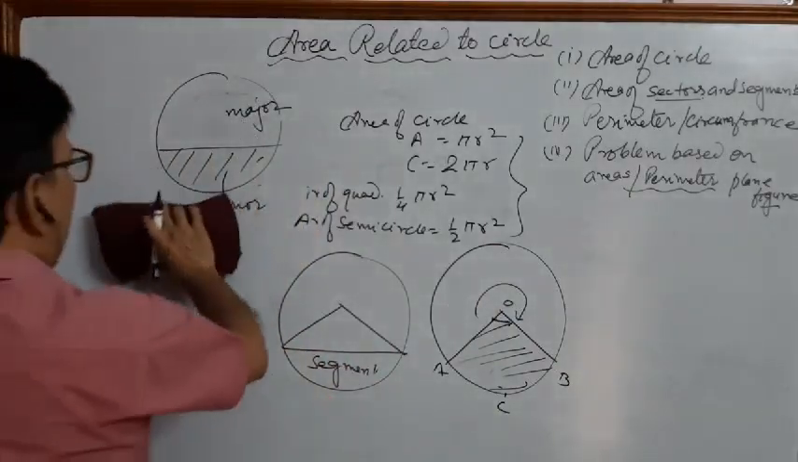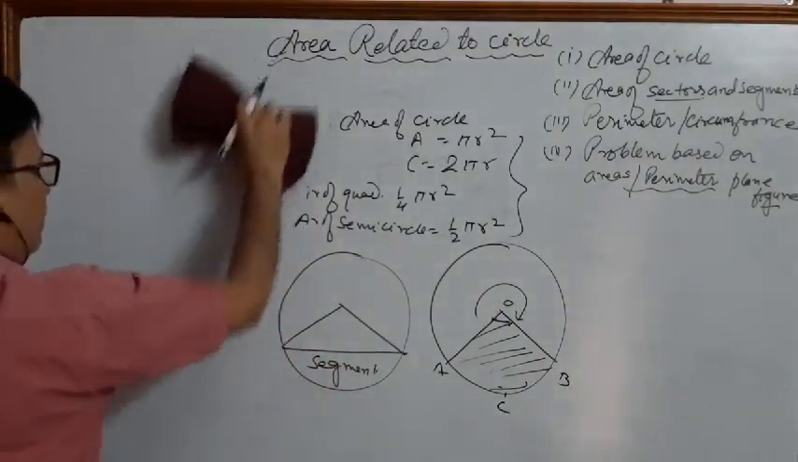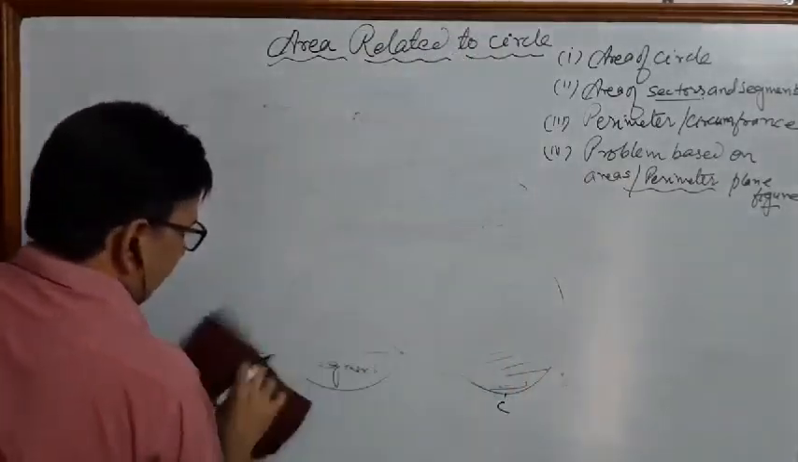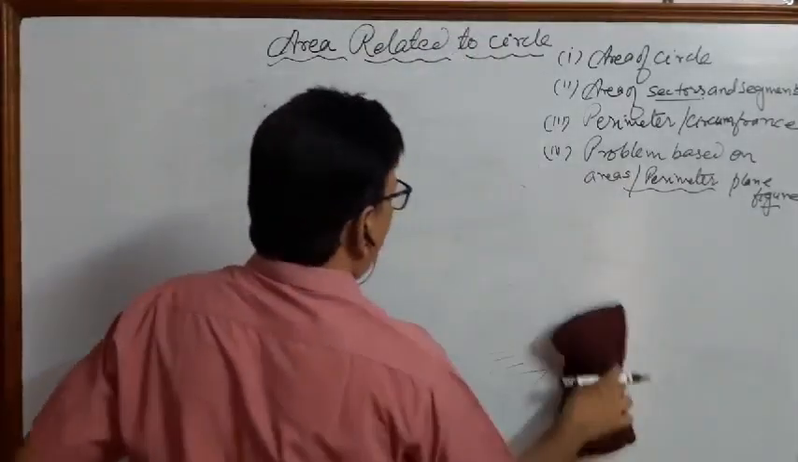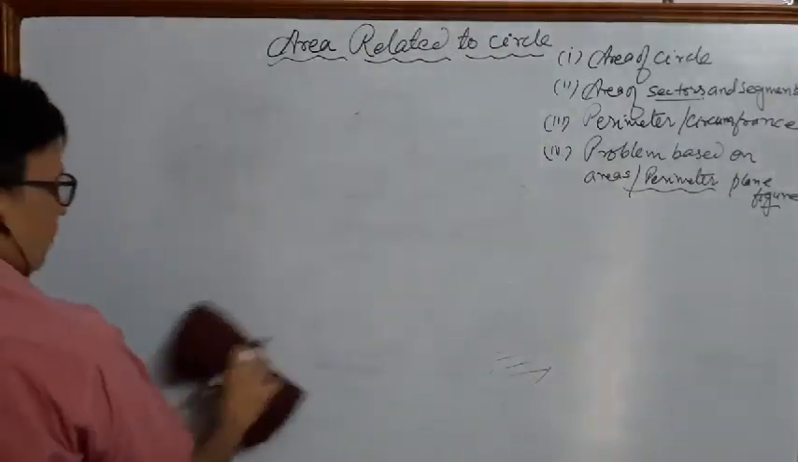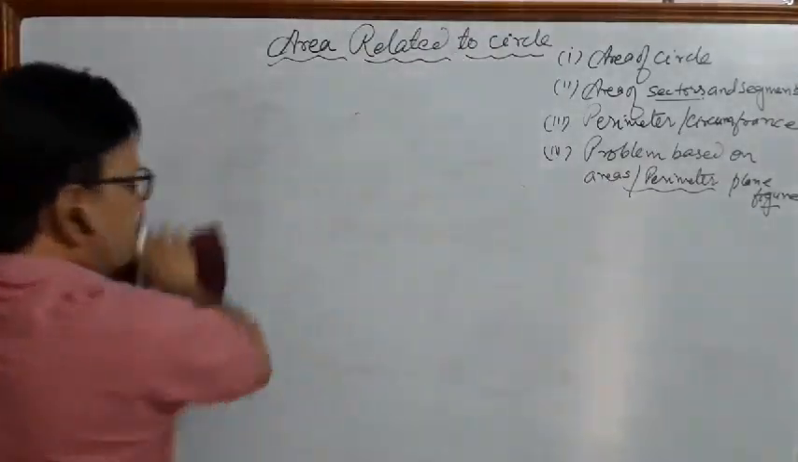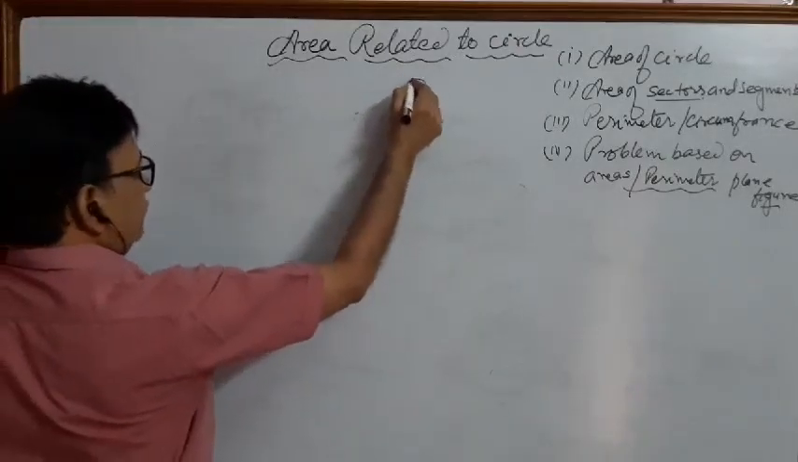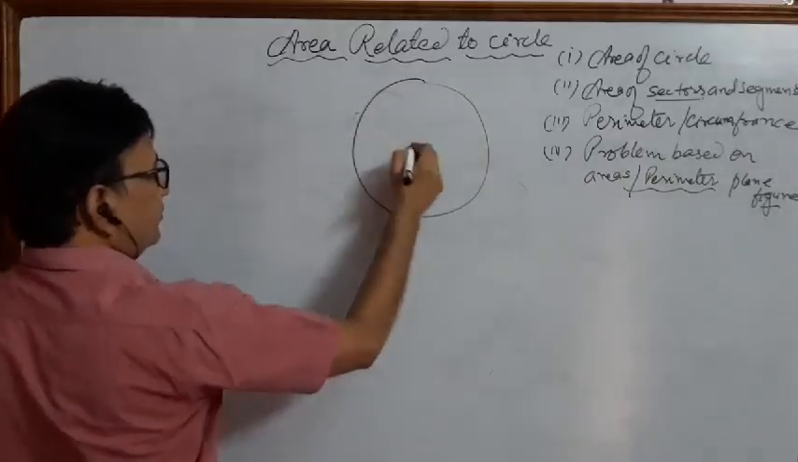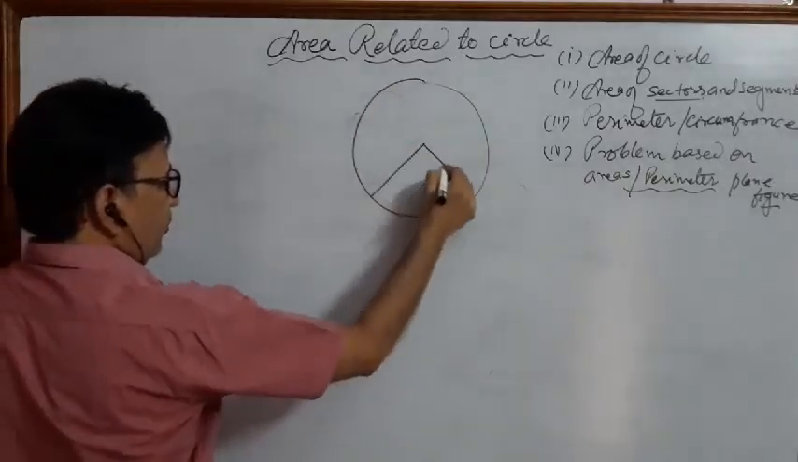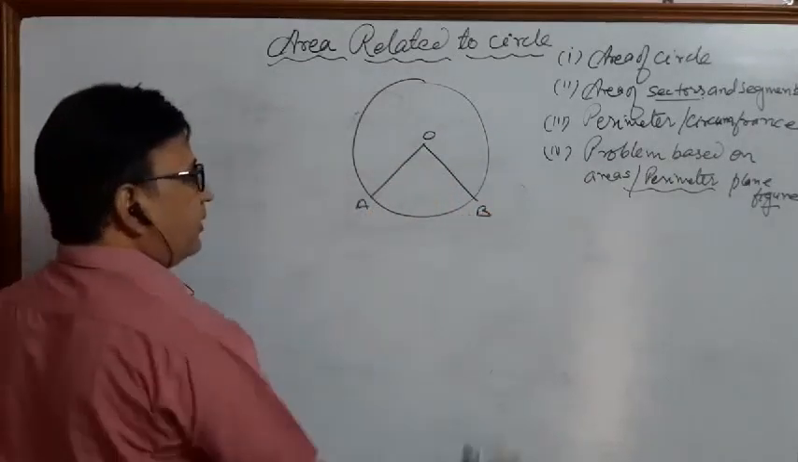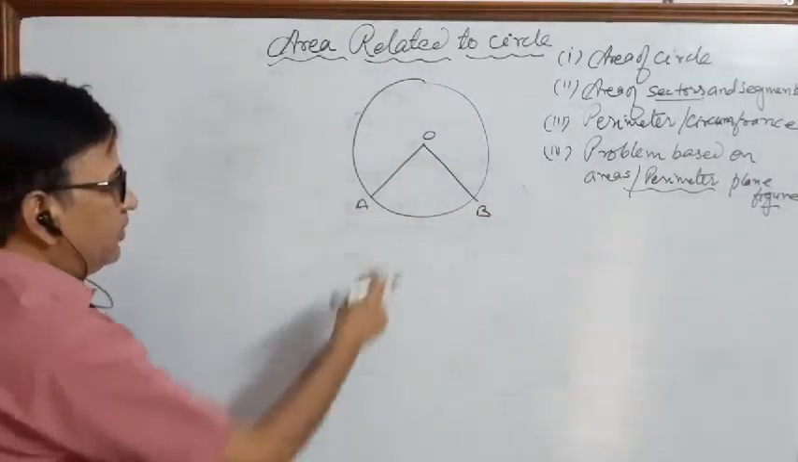Right? Now see, I am telling you in a very simple way to remember the formula of the sector and segment. Okay, and then the length, also we can find the length, that is, the perimeter of the sector and segment. Now see, first of all we are talking about the sector, right?